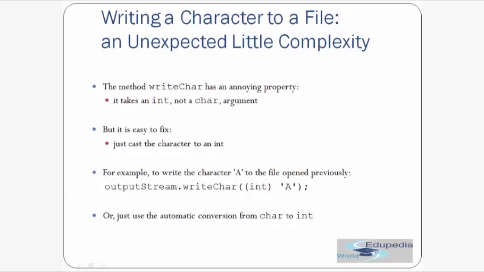So like this, since this method takes an int, we are passing an int, but we want to pass in a character. So we have passed A by converting it to an int using this cast. Or we can just use the automatic conversion from char to int.